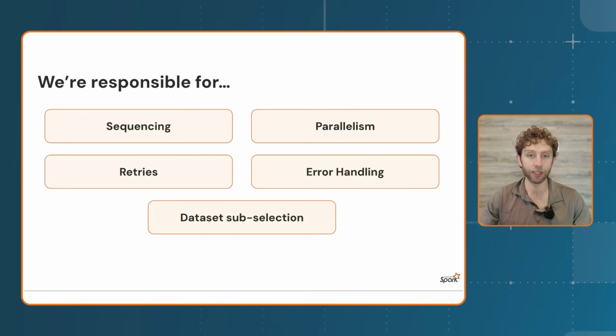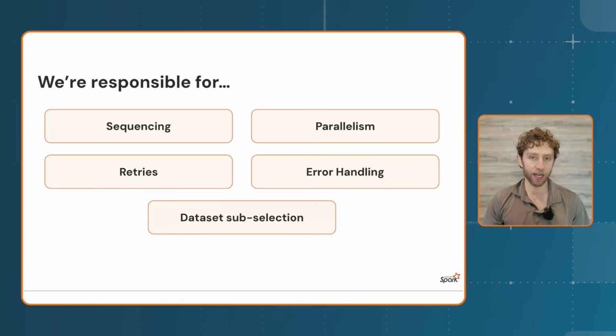So sequencing, executing all of our queries and making sure they run in the right order. Parallelism, if steps don't have dependencies on each other, we can make our pipeline complete much more quickly by running them in parallel. Retries, so if our query is reading data from a data source like Kafka, and the Kafka service is temporarily down, then our query is going to fail.